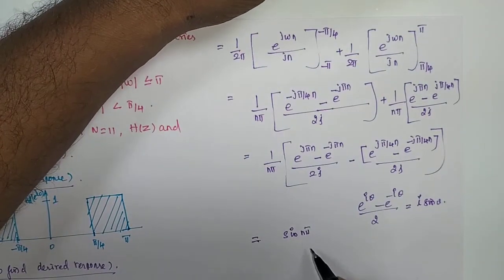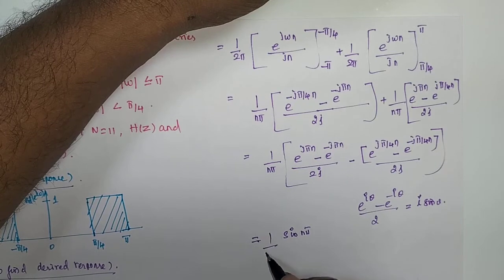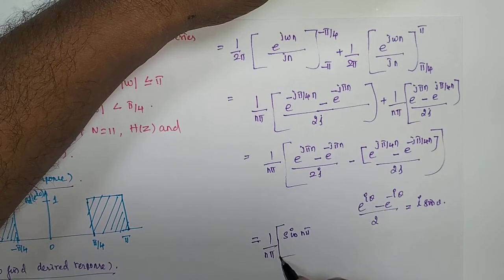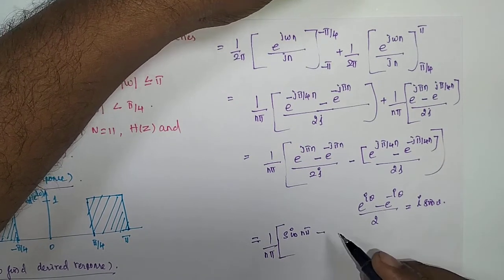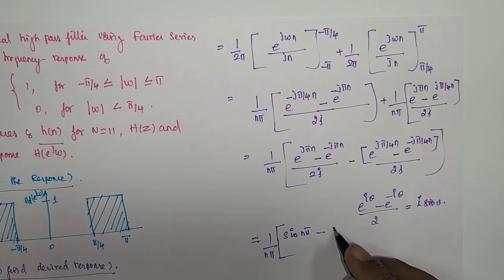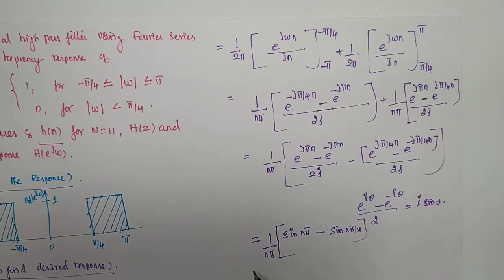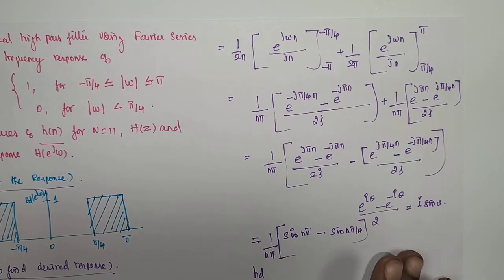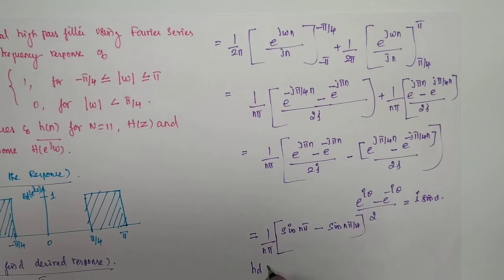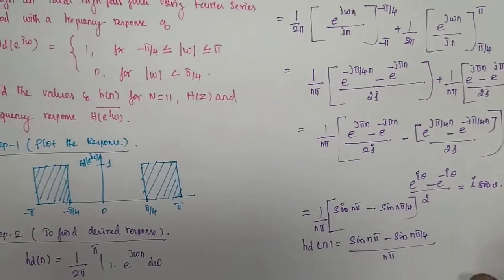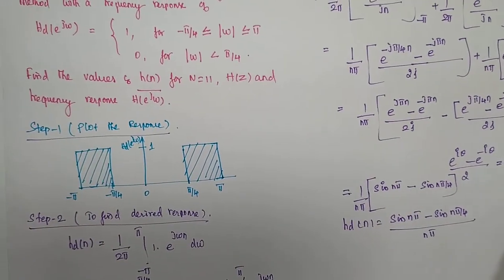Okay, that is sin n pi, that is 1 by n pi, sin n pi minus sin n pi by 4. Okay, so hd of n is equal to sin n pi minus sin n pi by 4 divided by n pi. You can easily find the desired response from the plot itself.